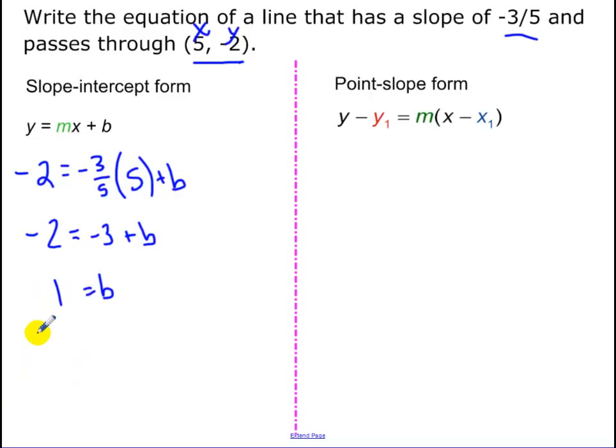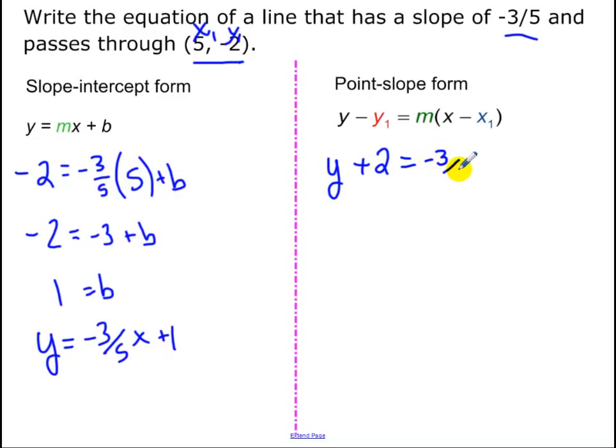So the equation of our line is y equals -3/5 x plus 1. Now in point slope form, this is x1, y1. So it's just a matter of plugging in. So y minus a -2 is equal to our m, which was -3/5, x minus x1, which was 5. Distribute your -3/5.